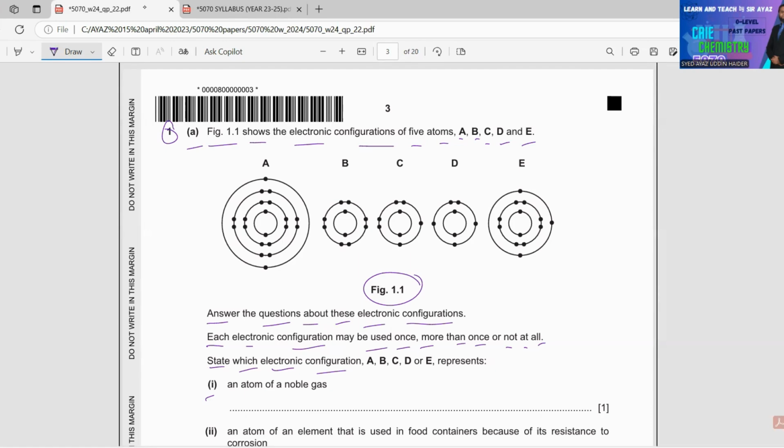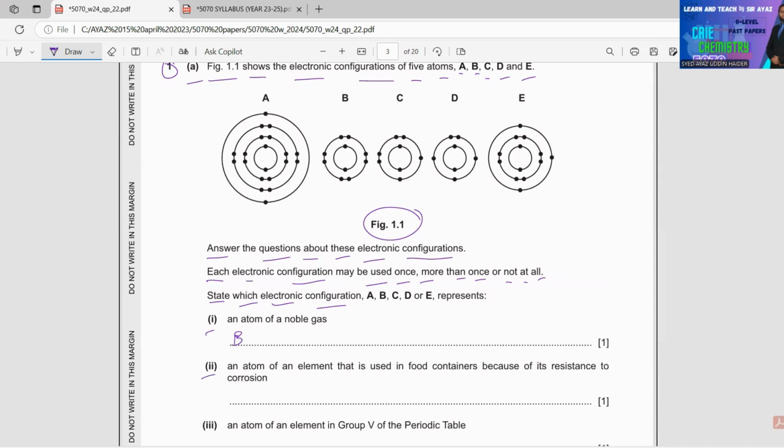What about B? There are 8 valence electrons in the second shell. This looks correct to me. If you look at the other choices, in C you have 6, in D we have 5, and in E we are having 3 valence electrons. So B must be the right answer for part 1.